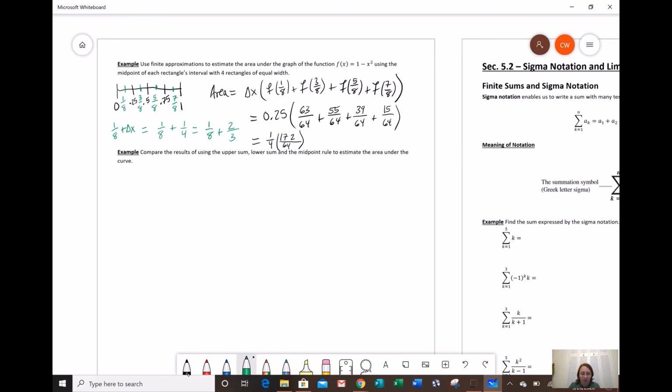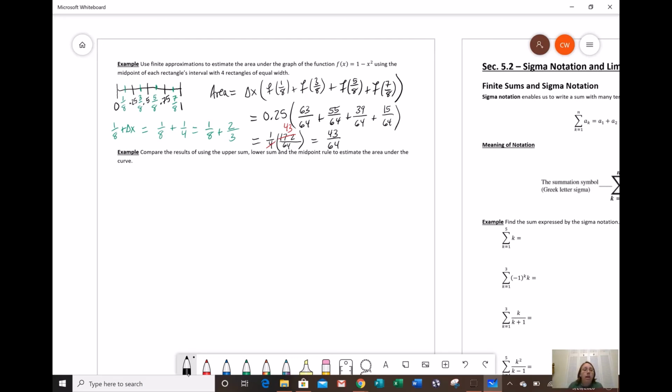Make sure I got those right first. 63 plus 55 plus 39 plus 15. Yes, 172. Divide by 2. Divide by 2 again. All right, so if I reduce by 4, 4 goes into 172, and we end up with 43. So the area that we get is 43/64. Now the other areas we had a denominator of 32. So if I were you to compare this, I would expect this to be somewhere between our upper and lower sums. Turn them all into fractions to find out for sure.